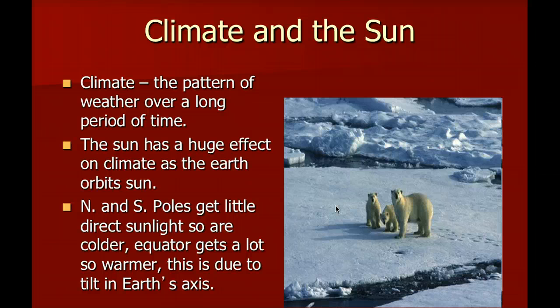Climate and the sun. Climate is the pattern of weather over a long period of time. The sun has a huge effect on climate as the Earth orbits the sun. The North and South poles get little direct sunlight, so they are colder. That's due to the tilt of the Earth's axis. And the equator gets a lot, so it's warmer.